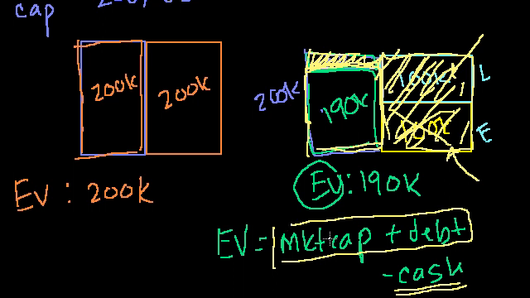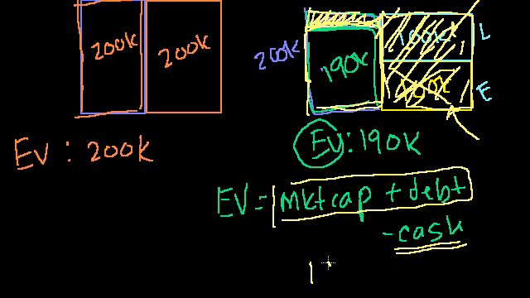That's what you would have had to do to buy out both of those, I guess you could say, stakeholders in the company. And then you would get back the cash. So you would have to pay net $190,000 to own this enterprise. And hopefully that makes a little bit more sense as to why enterprise value is described this way.